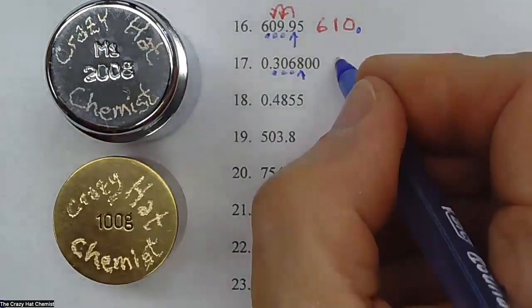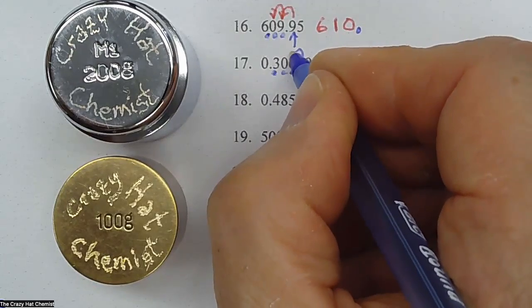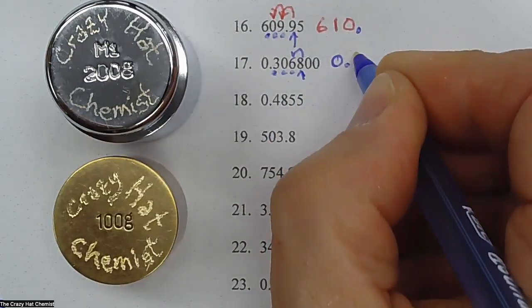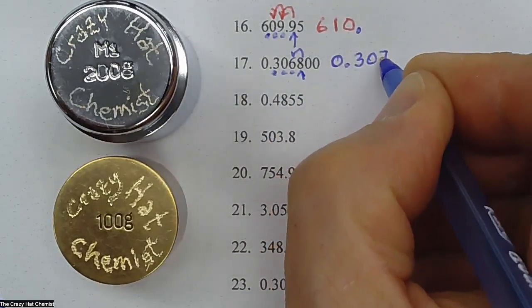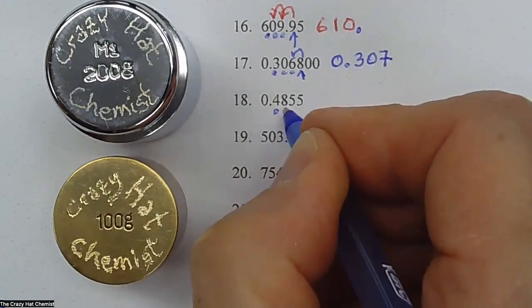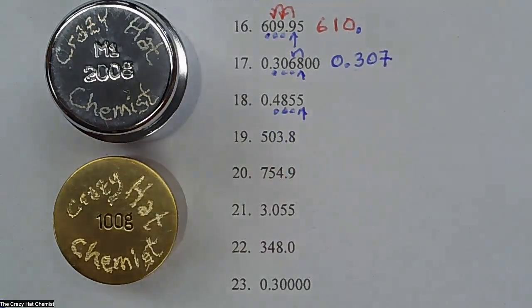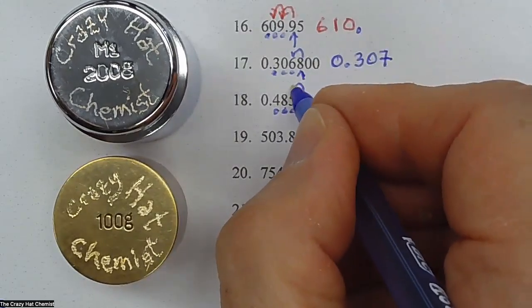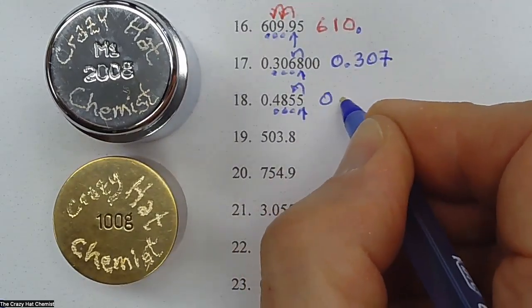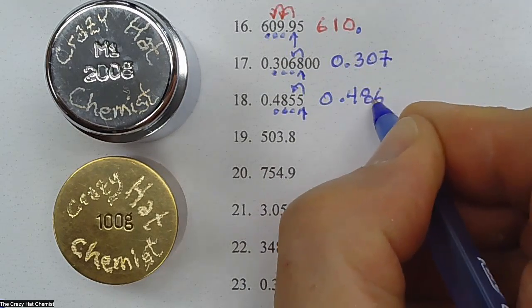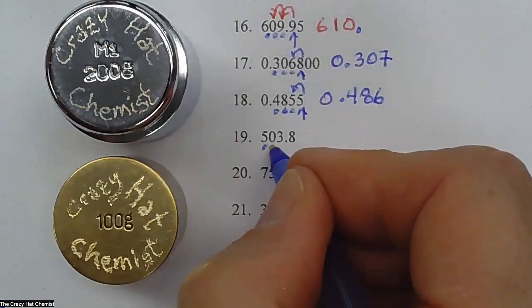That's 1, 2, 3 numbers. I'm rounding with that 8. That's 5 or greater. I'm going to add 1 to the preceding digit. That's 0.307. 1, 2, 3 numbers. I'm using that 5 for rounding. That's 5 or greater. Add 1 to the preceding digit. That's 0.486.